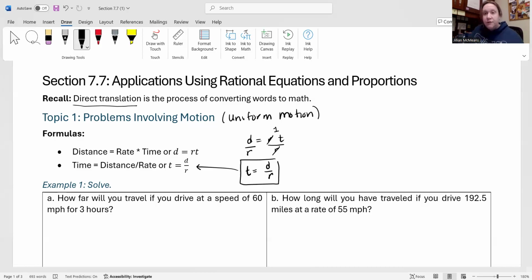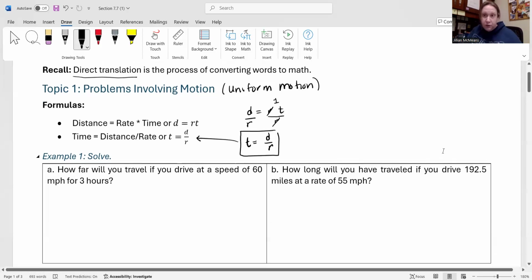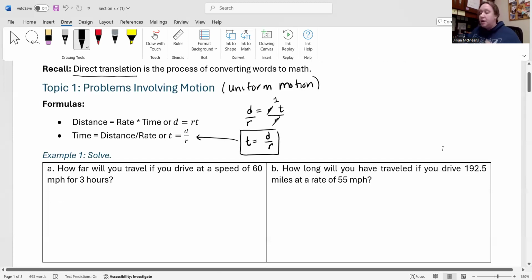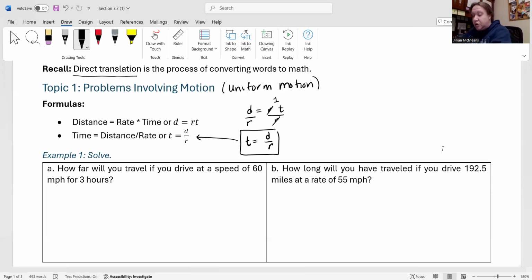Okay. Now, in the first example, we're going to look at just filling in formulas. We're not going to do anything crazy yet. So I just want you to understand really what these formulas are doing. So for part A, it says, how far will you travel if you drive at a speed of 60 miles per hour for 3 hours? Well, how far is what we're looking for. That's our distance. Our rate is 60 miles per hour, and our time is 3 hours.